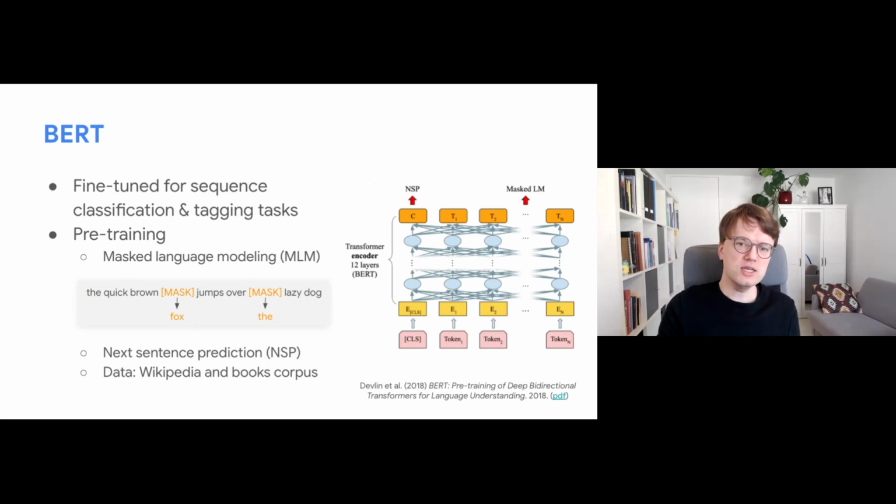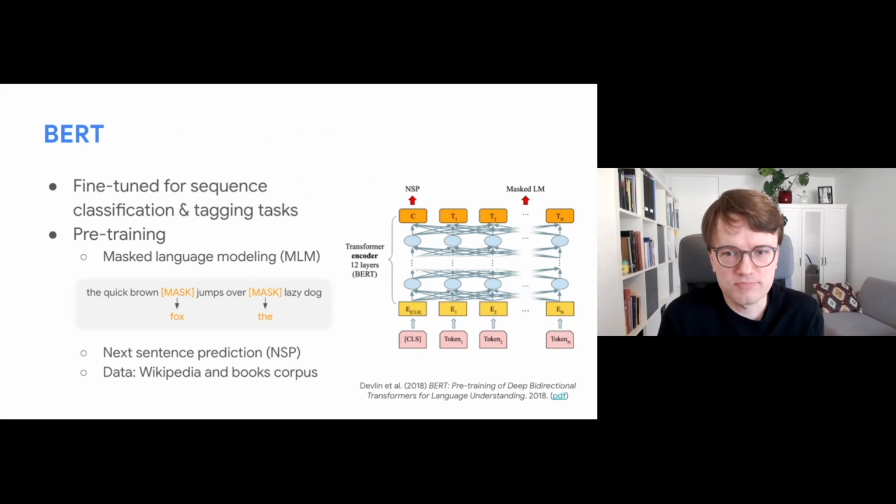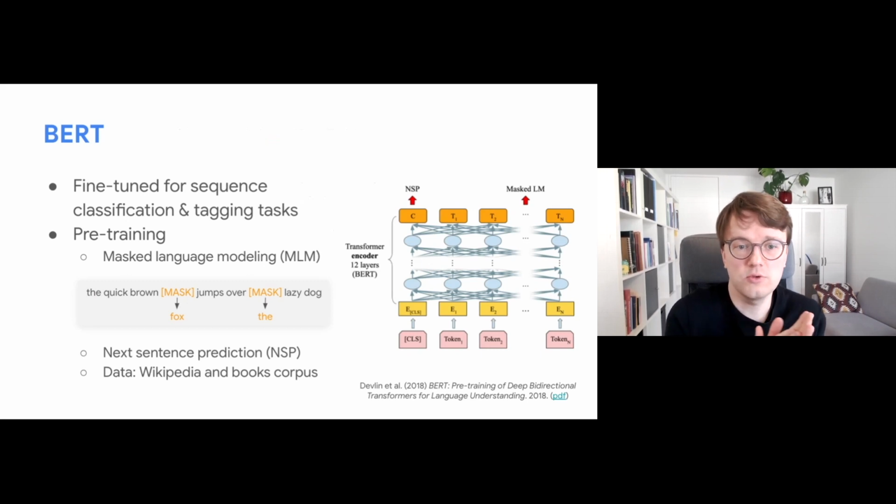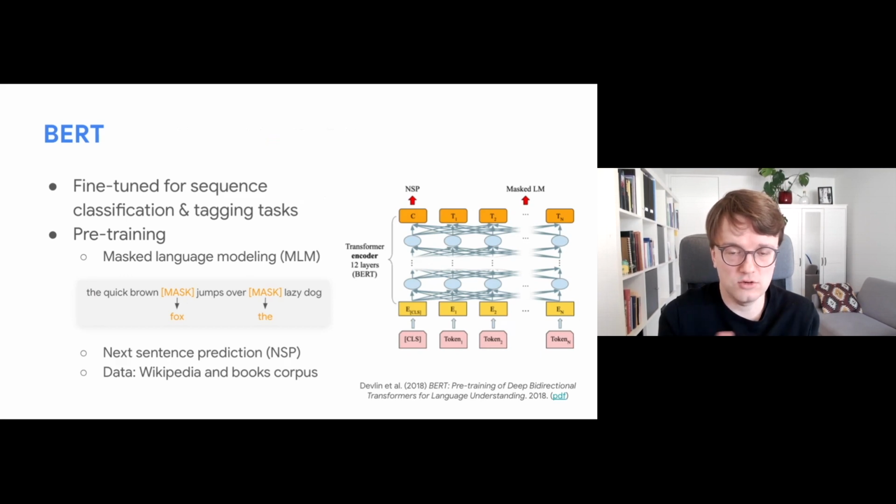Okay, so let's start with BERT. As I said, BERT is primarily intended not for NLG, but for NLU-like tasks like sequence classification, tagging, or span prediction. But it's relevant to mention here because the pre-training objectives in BERT are very much related to NLG. The first pre-training objective in BERT is called the masked language modeling task, where you mask out some random words from the input sentence. This input sentence just comes from some large web corpus. Then the task of the model is to predict what the masked token is.